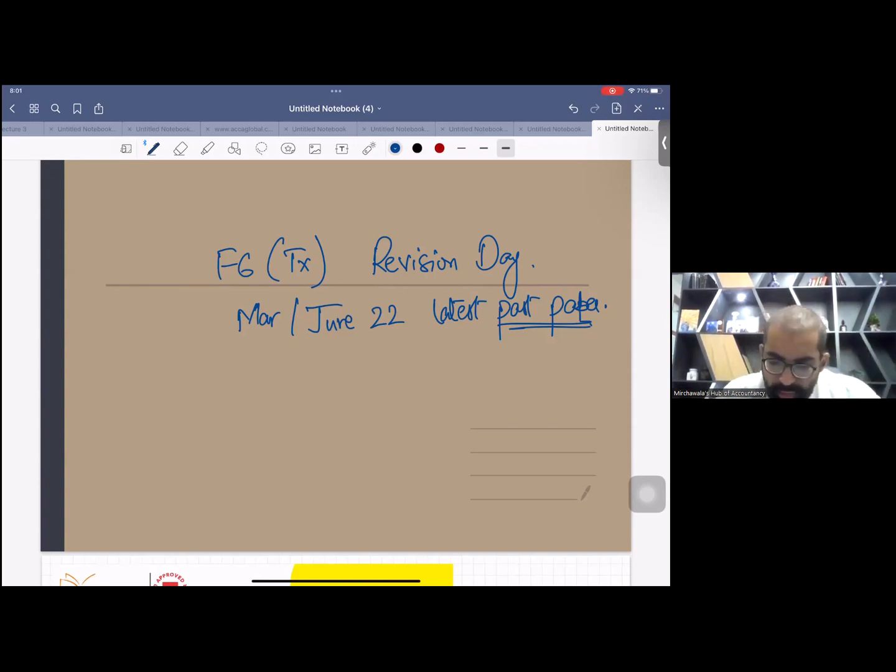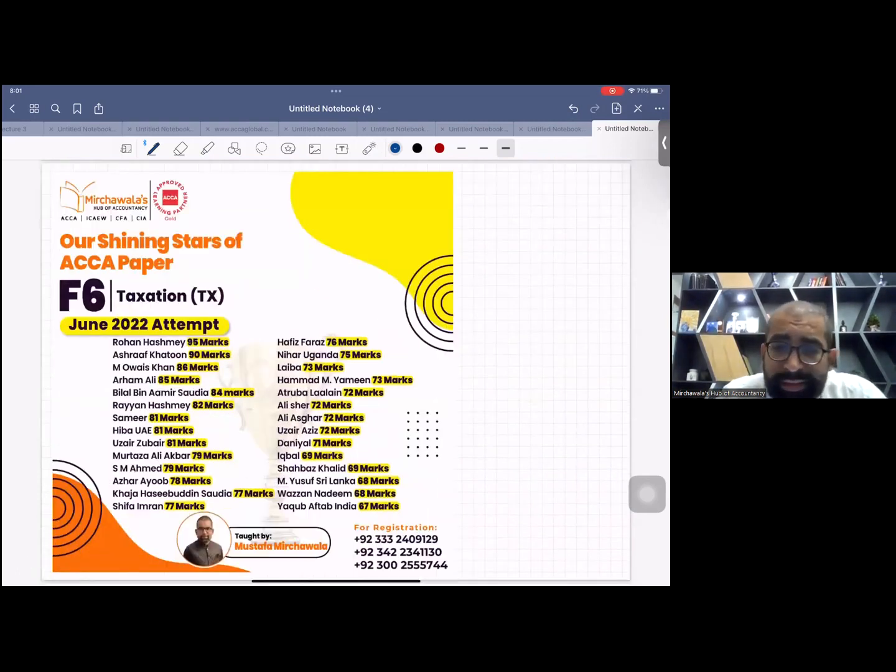Now, just for your motivation, I'm going to share my recent scores, last month's scores. Including these are two position holders. The guy who scored 95 scored Pakistan top, and Khwaja Hasibuddin scored Saudi top. The 95 marks guy could have scored the world top as well, but with 2 or 3 more marks. Still, I share these scores for your motivation. When they can do it, why can't you? They are also normal students. They studied in the same way. They attended the same revision days, and followed everything.